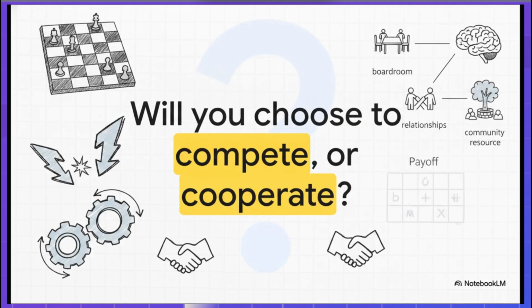Now that you know the hidden math governing human behavior, you actually have a distinct advantage. You can see the board, you know what the dominant strategies are, and you fully understand the trap of the Nash equilibrium. So, the real question is, when your next dilemma arrives, whether that's in a tense boardroom, in a personal relationship, or figuring out how to manage a community resource, how are you going to play the game? Will you blindly compete, or will you find a way to rewrite the rules and cooperate?